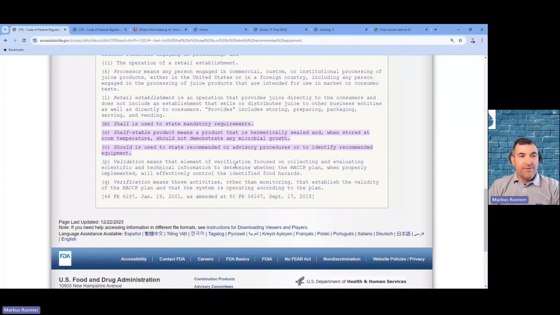So if you have a guideline, a regulation, a rule, a directive, I just opened it here within a document from the US-FDA, part 120, where they have defined: shall is used to state a mandatory requirement. Should is used to state recommended or advisory procedures or to identify recommended equipment, for example. This is related to part 120, but these guys have defined shall and should.